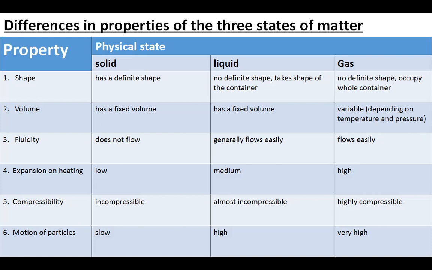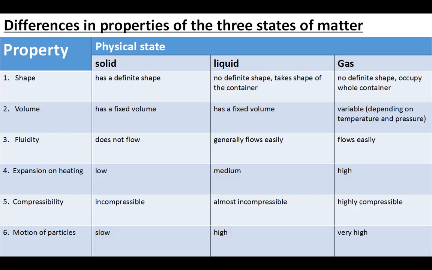The other property is volume. The solid has a fixed volume, and so does a liquid, but gases have variable volume because they depend on the temperature and the pressure. Now the other one is fluidity. Fluidity is the ability of flowing. Solids do not flow, but liquids generally flow easily, and gases also flow easily.